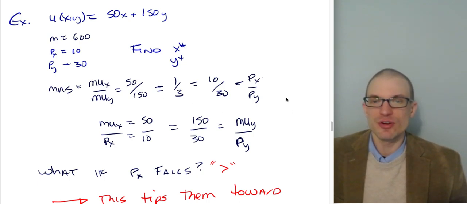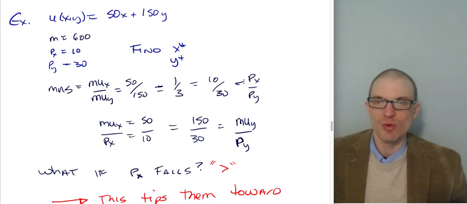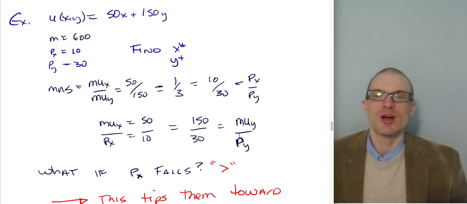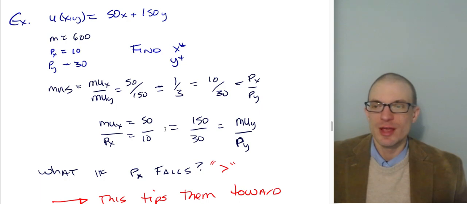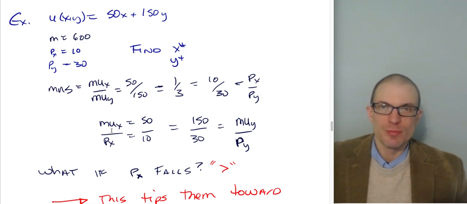We can do some clever cross multiplying just with the variables here. And I can write, rather than MUX over MUY and PX over PY, this as MUX over PX and MUY over PY. And look what's happened in between. Of course, it's preserved the relationship, right? So these are just two alternative ways of doing this analysis. You could literally do the MRS compared to the price ratio, or you could do what we'll call our bang for your buck rule, which is comparing marginal utility of X to the price of good X, marginal utility of Y to the price of good Y. And we can use both to build our intuition here.